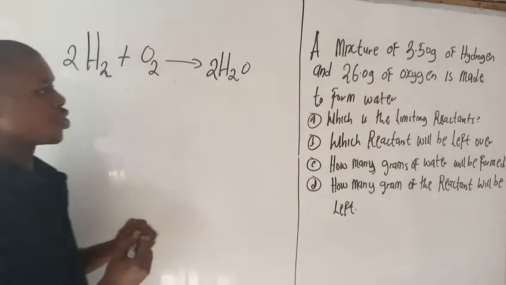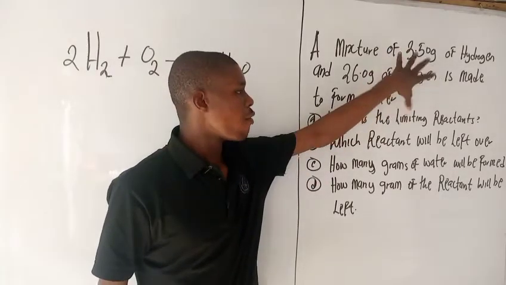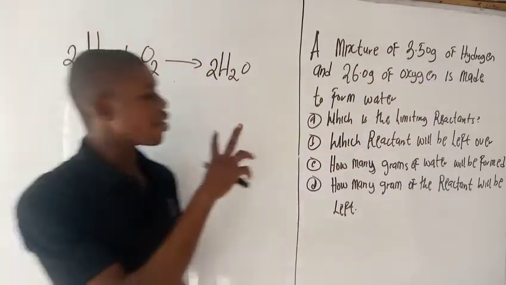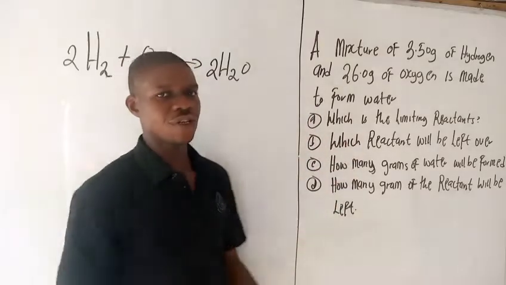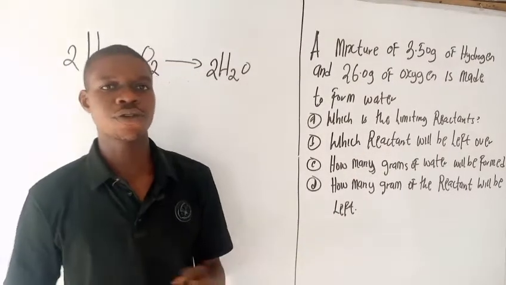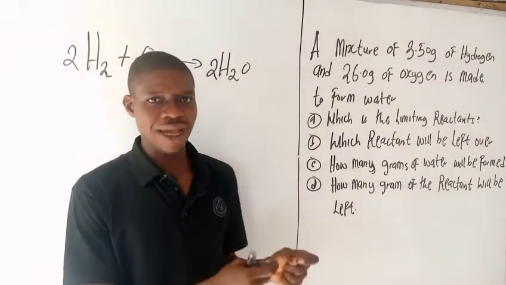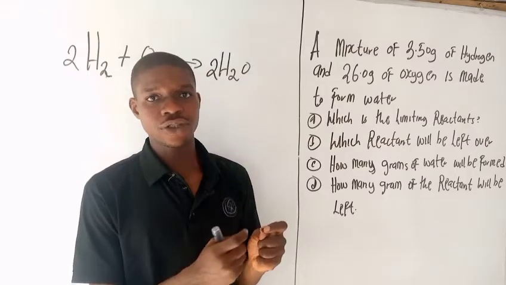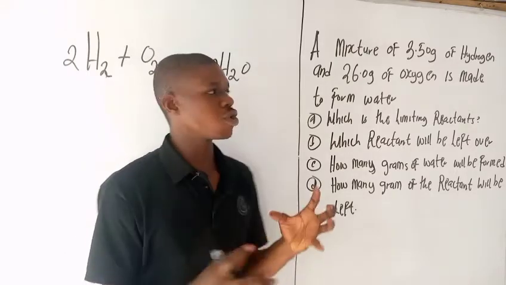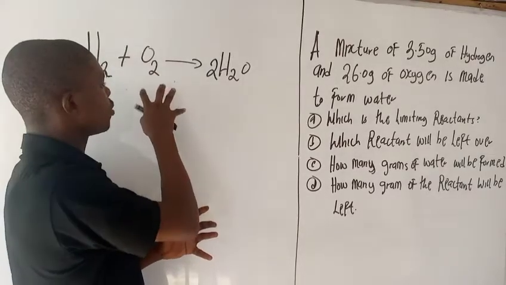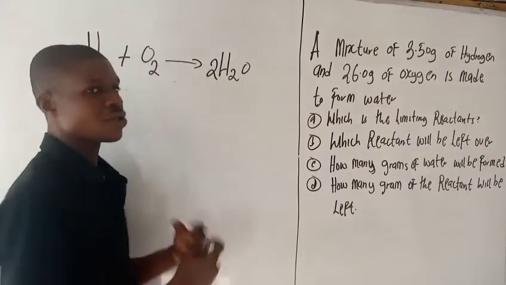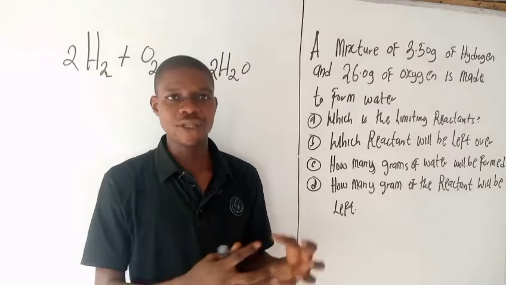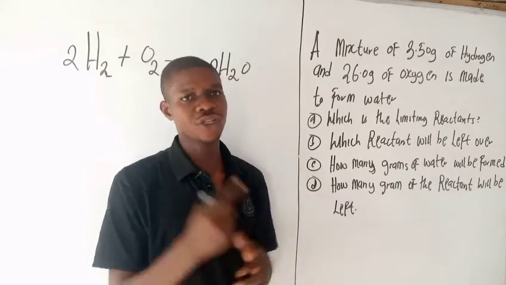So the first thing to do is to write a balanced chemical equation for this question. Once you get this wrong, anything you do in this question is going to be wrong. So first, figure out how to balance the chemical equation. But there are some equations which the special method or trial and error method can't balance. So you have to use the algebraic method of balancing chemical equations. You have to learn that.